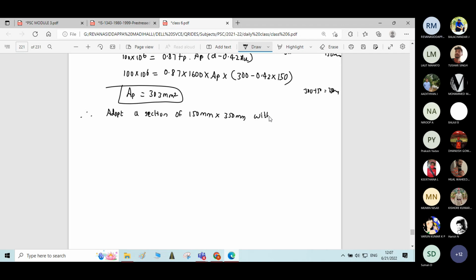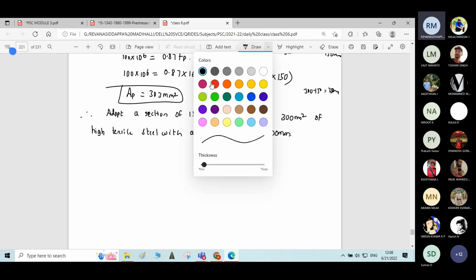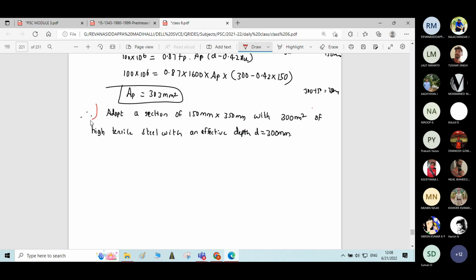with 300 mm square. You can round it off to area of pre-stressing steel. You can round it off to 300 mm square of high tensile steel with an effective depth D is equal to 300 mm. Okay, so you need to highlight this sentence. This is what the design.